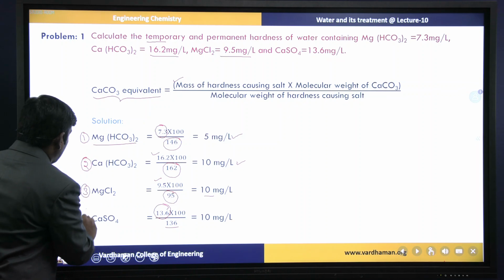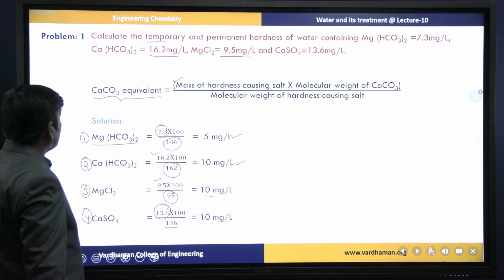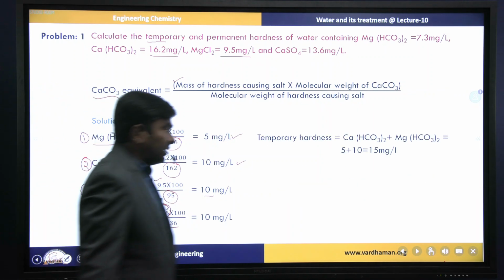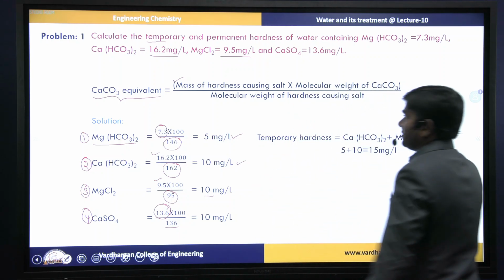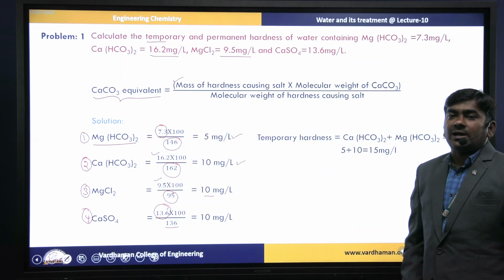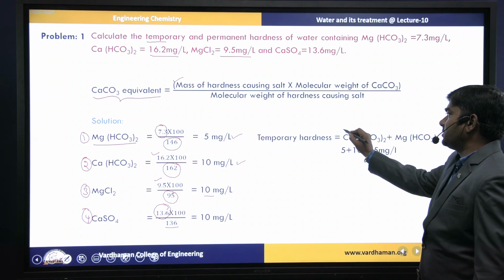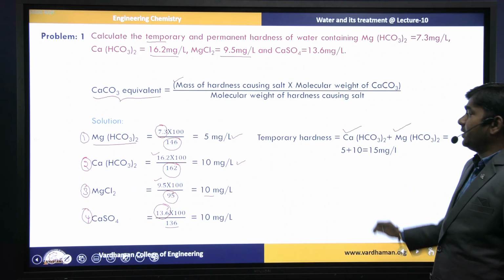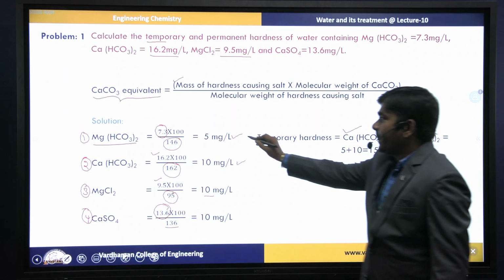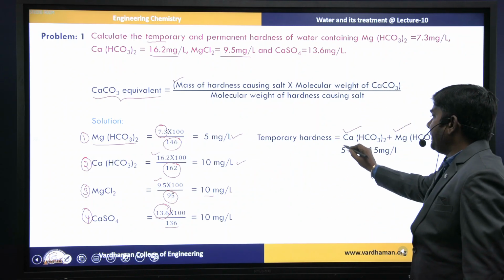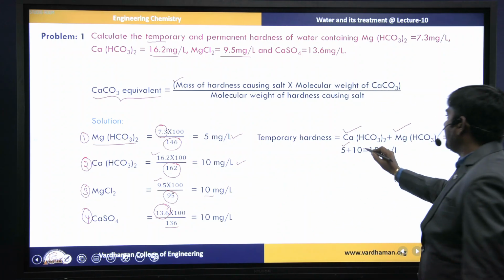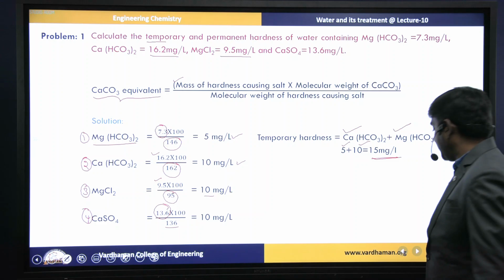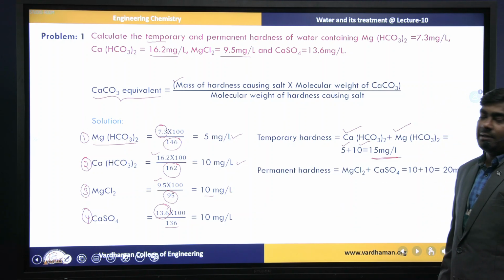After converting into calcium carbonate equivalent weight, next we need to calculate temporary and permanent hardness, right? First we need to identify temporary hardness causing salts. In this data, two salts are responsible for temporary hardness: calcium bicarbonate and magnesium bicarbonate, right? So here 5 mg per liter for magnesium bicarbonate and 10 mg per liter for calcium bicarbonate. So total we are getting 15 mg per liter, right?